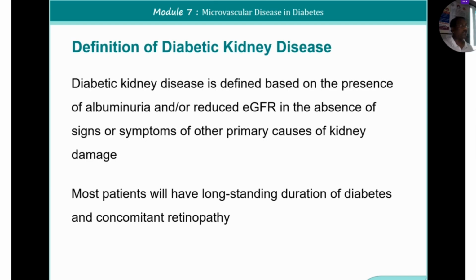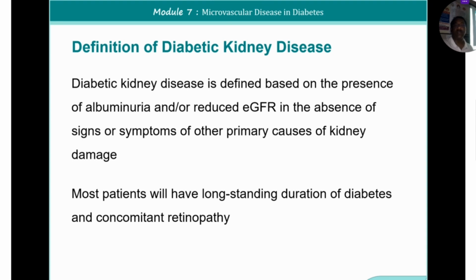So already we discussed diabetic kidney disease. Diabetic kidney disease is defined based on the presence of albuminuria and or reduced GFR, either or both. So either albuminuria, or GFR reduction, or both, in the absence of signs or symptoms of other primary causes of kidney damage. So when you are diagnosing DKD, you have to exclude the other causes of kidney damage.